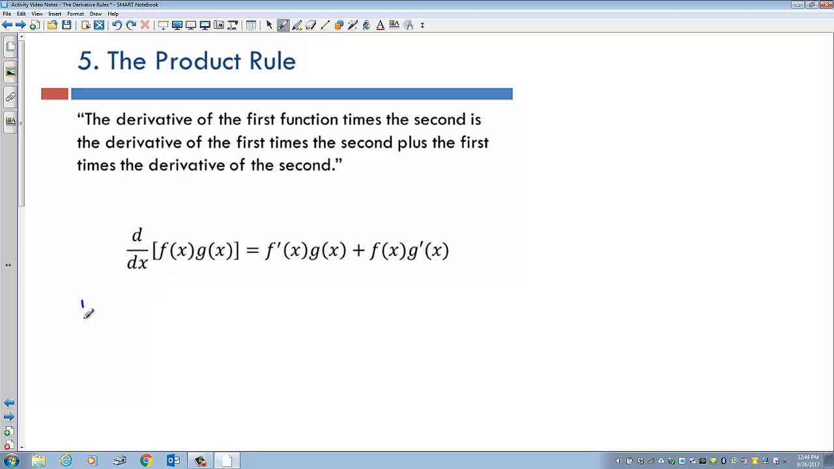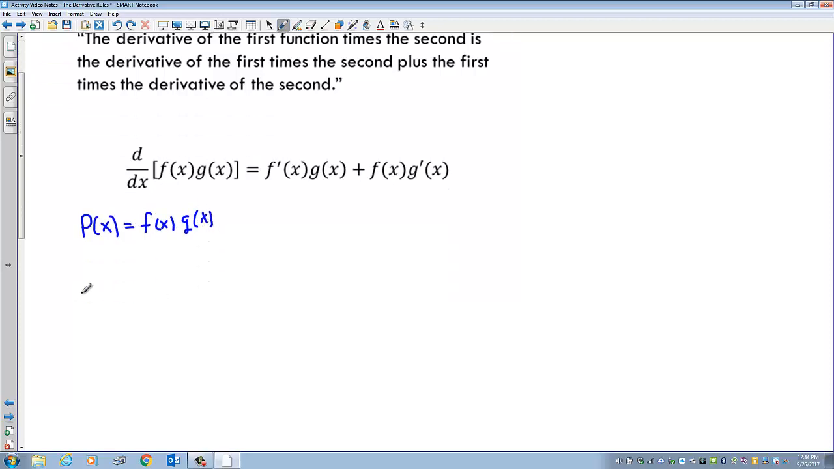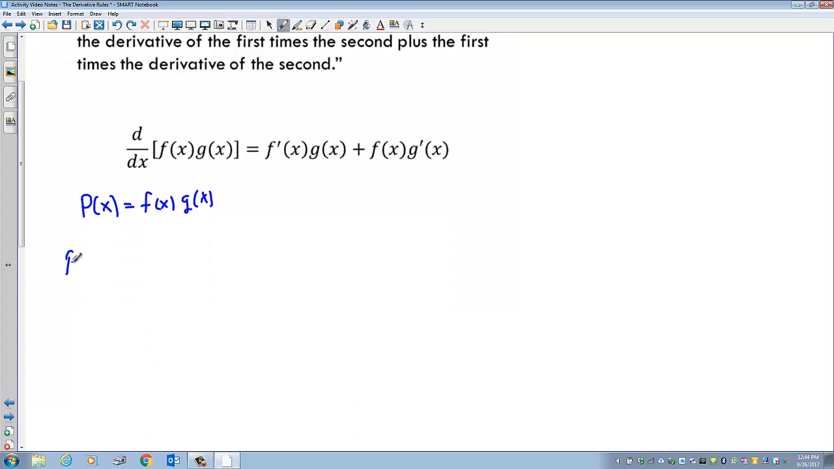So what we're going to do is make a new function. We'll call it p of x, the same for product. And it'll just be f of x times g of x. And what we can do then is run the definition through this. So p prime of x would equal the limit as h goes to 0 of p of x plus h minus p of x, all divided by h.